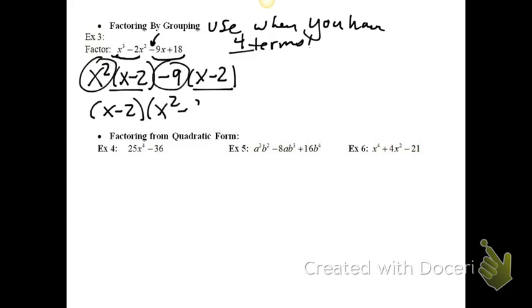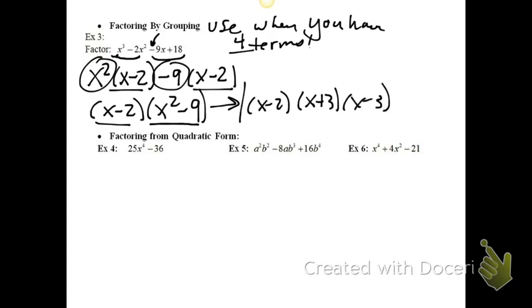minus 9. Now in a lot of cases you'd probably be done, but we didn't factor it all the way down. If you remember, x squared minus 9 from chapter 5, that's a difference of 2 squares. I can actually go further. This is the same as x minus 2 if I just copy down that first one, right? But x squared minus 9 can be factored into x plus 3 times an x minus 3.